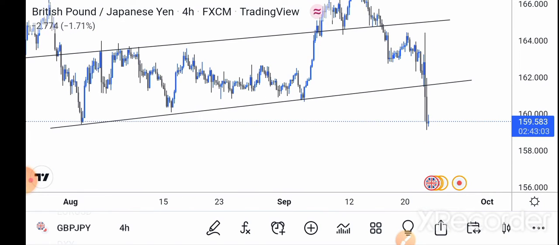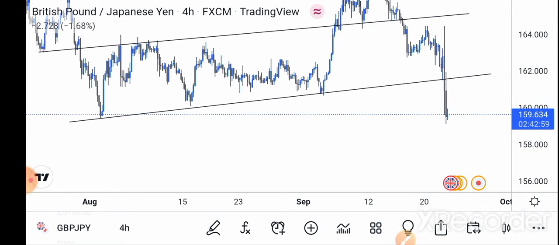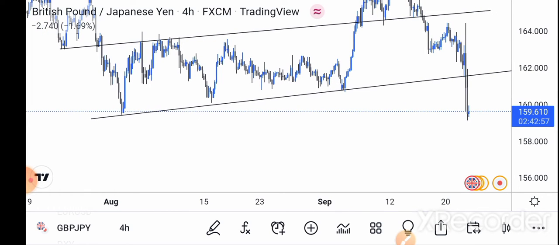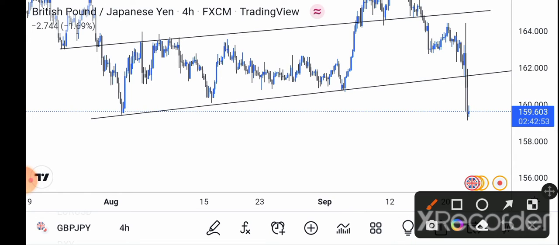Now moving on, there was a major POI in this particular chart. Like I said, POI is a pivot point, which is somewhere here.